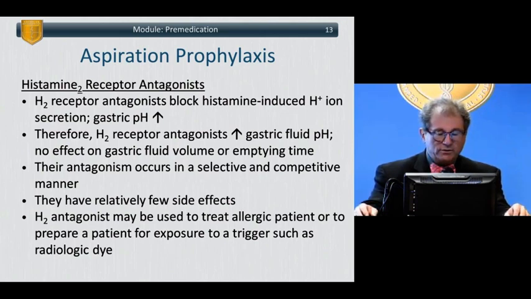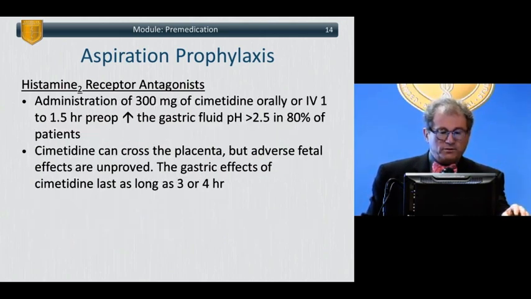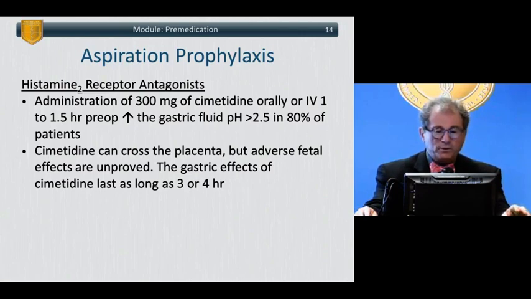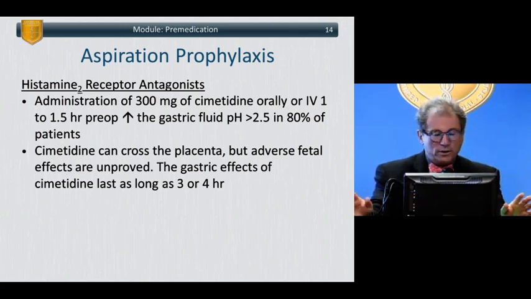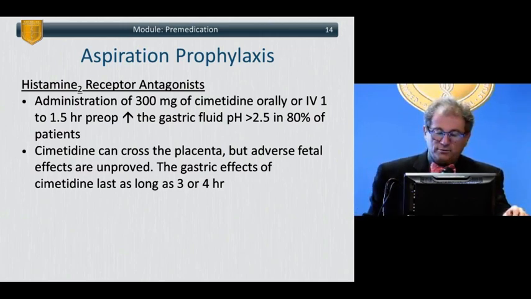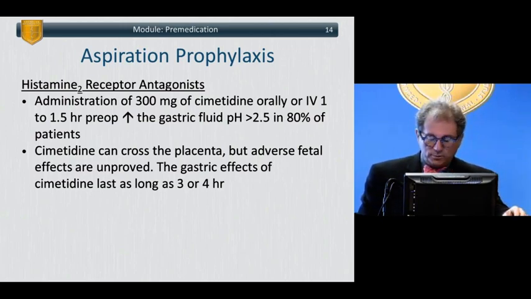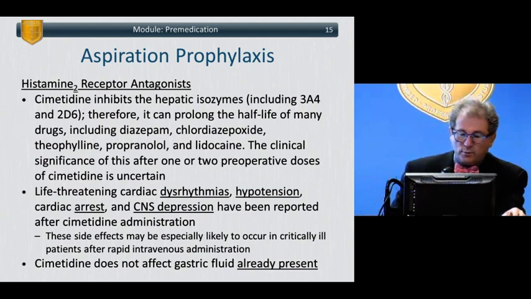So the H2 antagonists can be used to treat allergic reactions as well, or to prepare a patient for exposure to a trigger, such as a radiologic dye, by blocking their responses. So for example, 300 milligrams of cimetidine orally or IV 1 and 1.5 hours pre-op can raise the gastric fluid pH to greater than 2.5 in about 80% of patients. But cimetidine, you should be aware, does cross the placenta, although I don't think it's used much these days, and the adverse effects in the fetus remain unproven. The gastric fluid effects of cimetidine raising the gastric fluid pH may last as long as 3 or 4 hours.